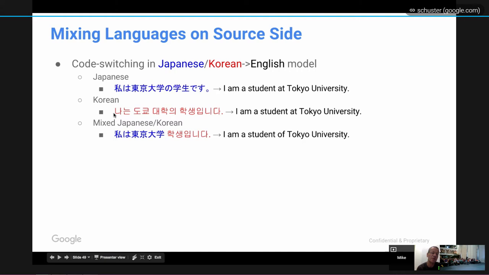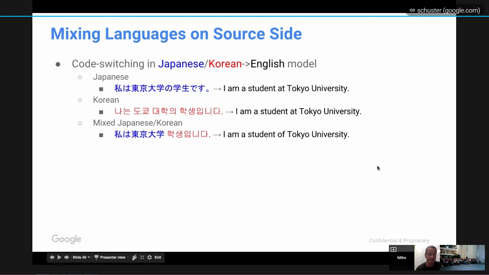But what we can also do with this is that we put in a mixed Japanese-Korean sentence, because only the first part is Japanese, the second part is Korean. We can do this because Japanese and Korean have very similar grammar structure, and somebody who would speak both languages would understand the sentence, and the system can still translate this. And as you can see, it's translated slightly different, you know, of Tokyo University, but this is still a good translation.